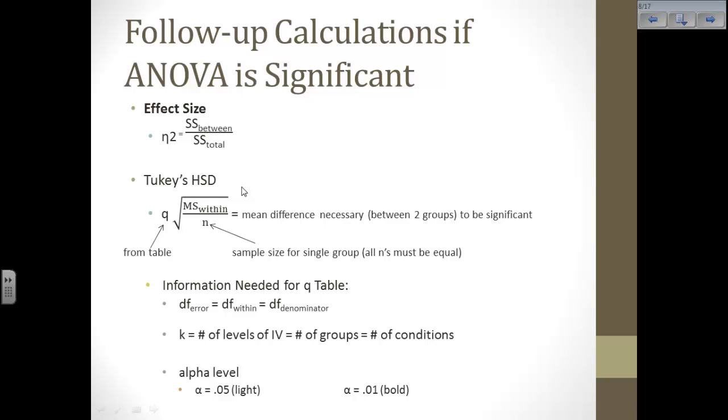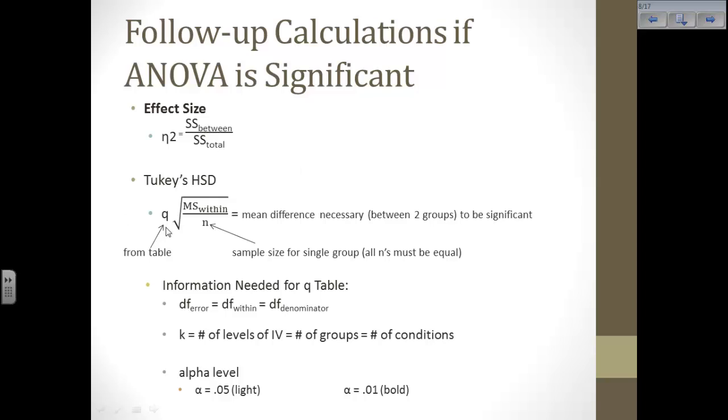And in most cases, you do want to know which groups are significantly different. For example, in the pain study, if you get a significant result, you want to know which drug is the most effective. So you would want to do a post hoc analysis, and one of those post hoc analyses is Tukey's HSD. HSD stands for honestly significant difference. And what this tells you is the mean difference necessary between two groups to be considered significant. So you'll calculate Q times the square root of the mean squares within divided by n. And that'll tell you the mean difference that needs to occur between two groups to be a significant difference.